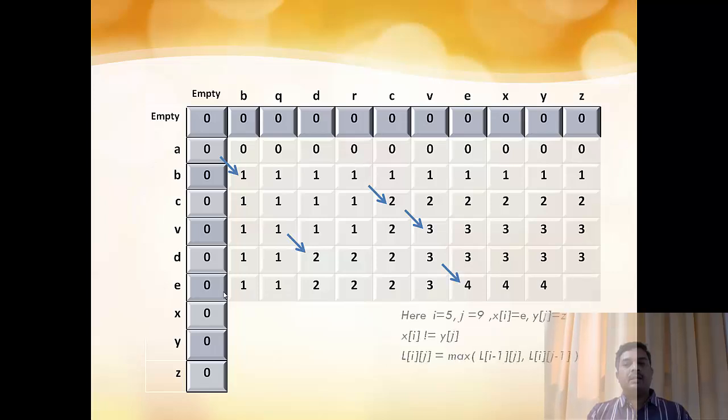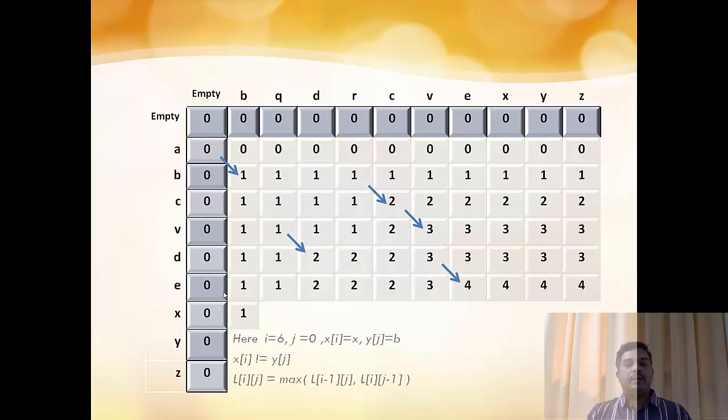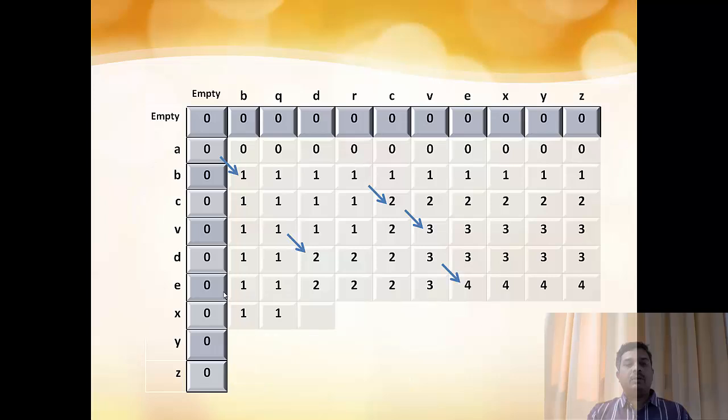E and Z not same, taking maximum. So sixth row is completed. Come start with the seventh row. X and B not same, that's why taking maximum. X, Q not same, taking maximum. X, D not same, taking maximum.